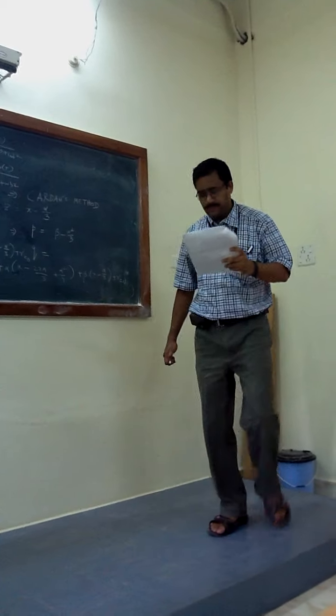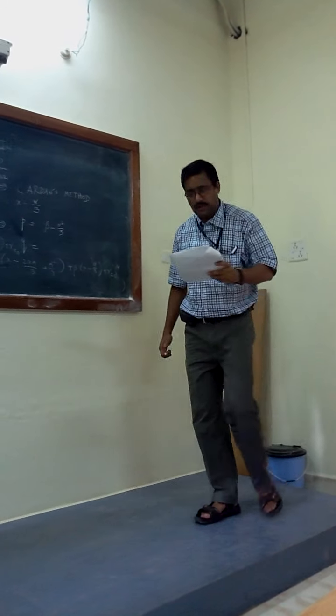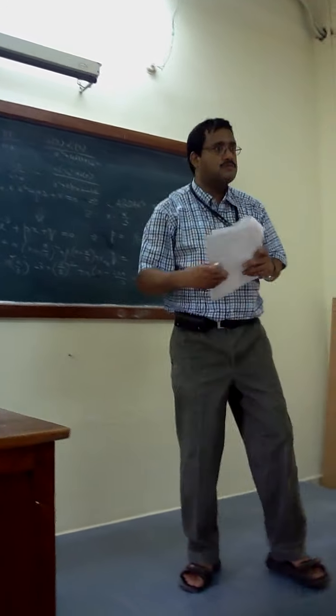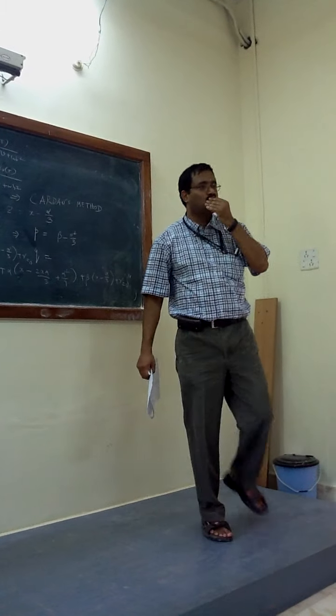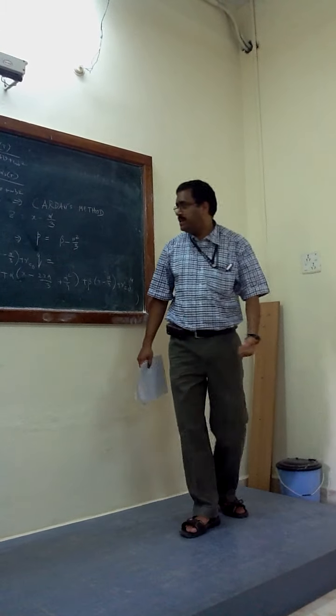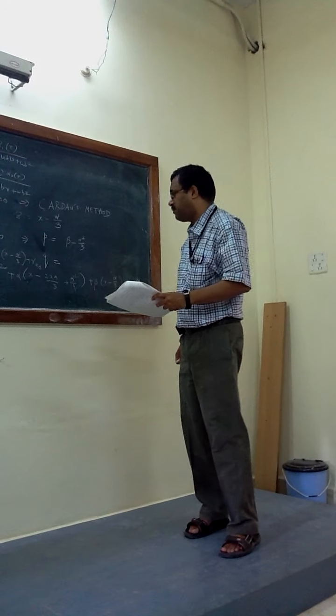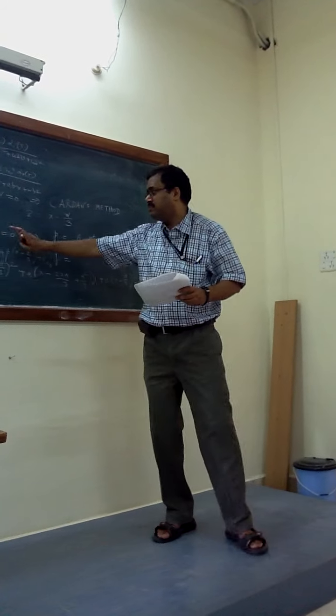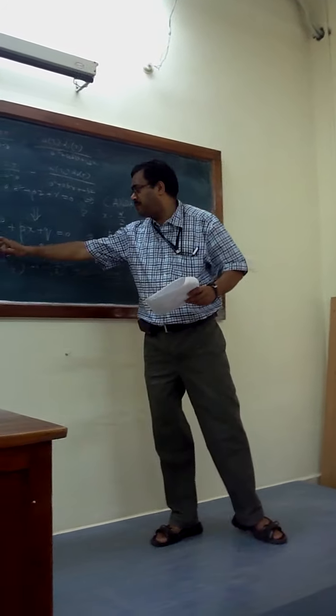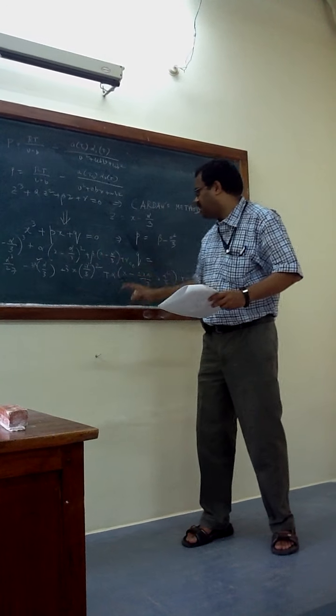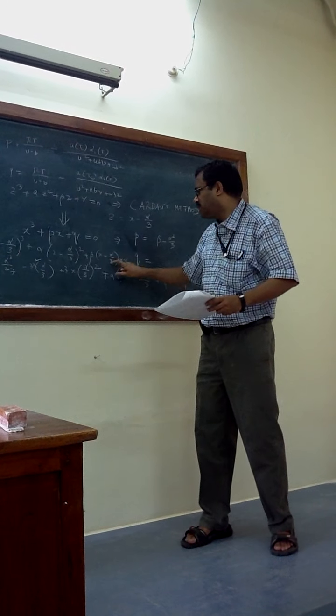Q you are not getting. P is perfect. P is perfect. But Q you are bold. Any ideas for the Q? P is correct. If you get P, Q is quite straightforward. Q is the constant term. Constant term will be collected from here, here, here and here.